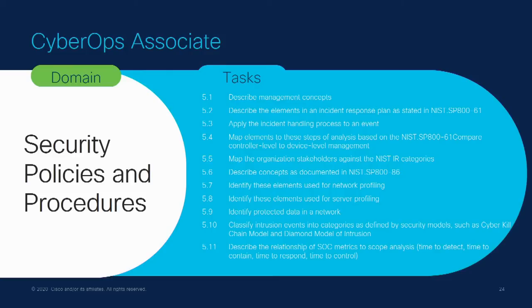Then we'll move down to 5.6. Veer's going to dive a little bit deeper on this one. But these are evidence collection order, data integrity, data preservation, volatile data collection. A lot of those concepts and what their function is within an organization. Then moving into profiling. For 5.7 and 5.8, we're looking at network profiling and server profiling.